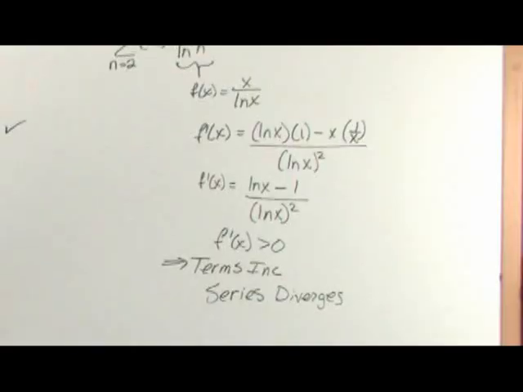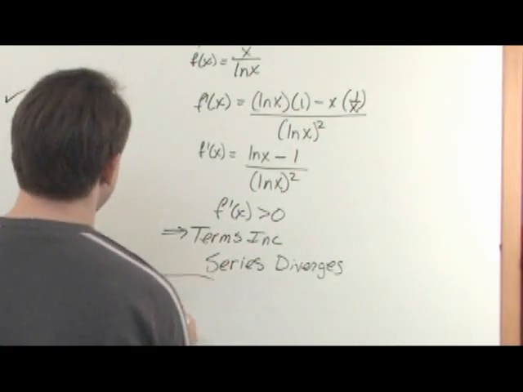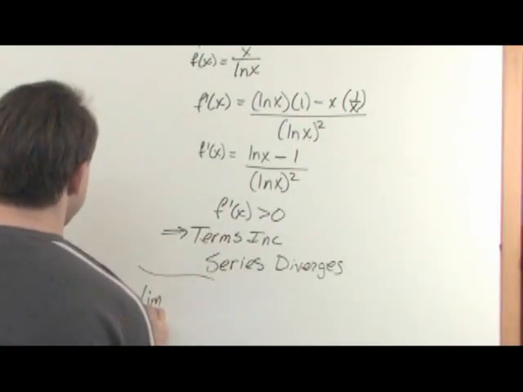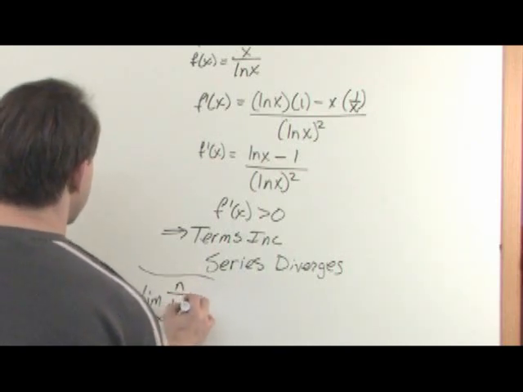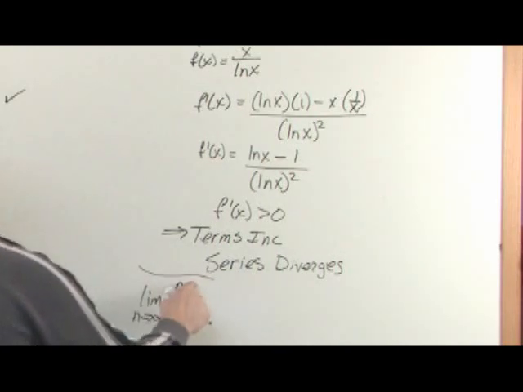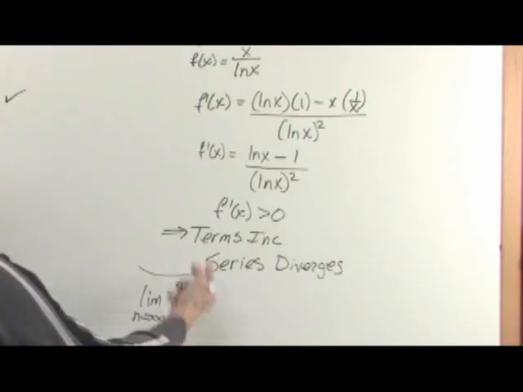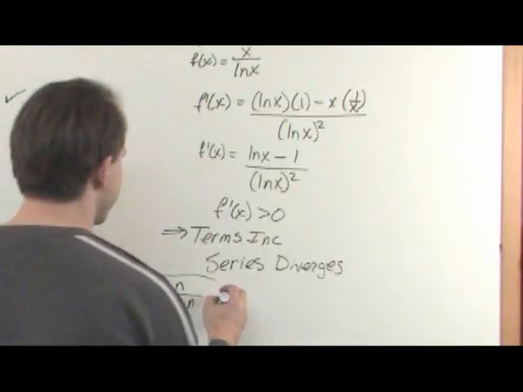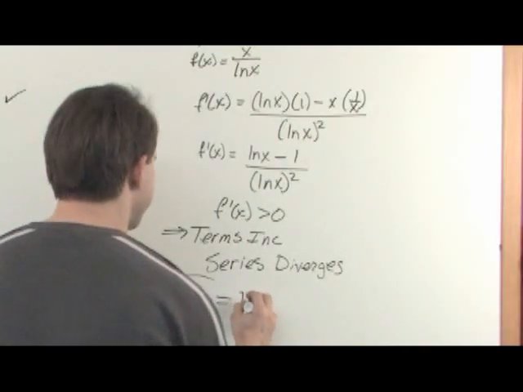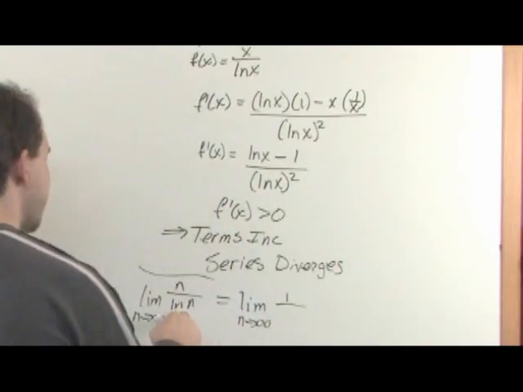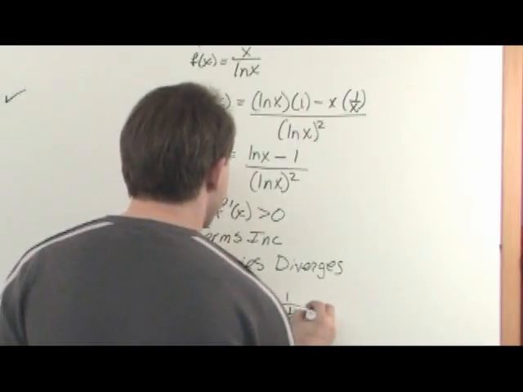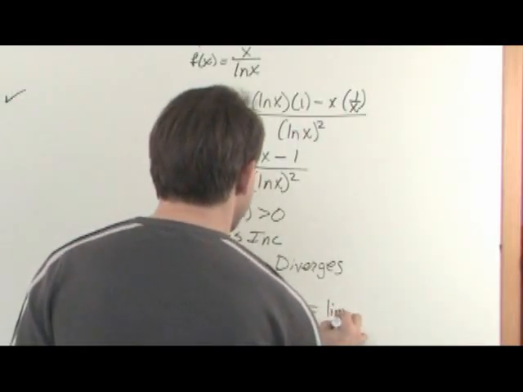And if you just wanted to be thorough anyway, you could still take the limit as n goes to infinity of the terms, which is n over natural log of n. And so you would have infinity over log of infinity, which is infinity over infinity, so your L'Hopital's rule territory. Derivative of the top is 1. Derivative of the bottom is 1 over n, so it's the limit as n goes to infinity.